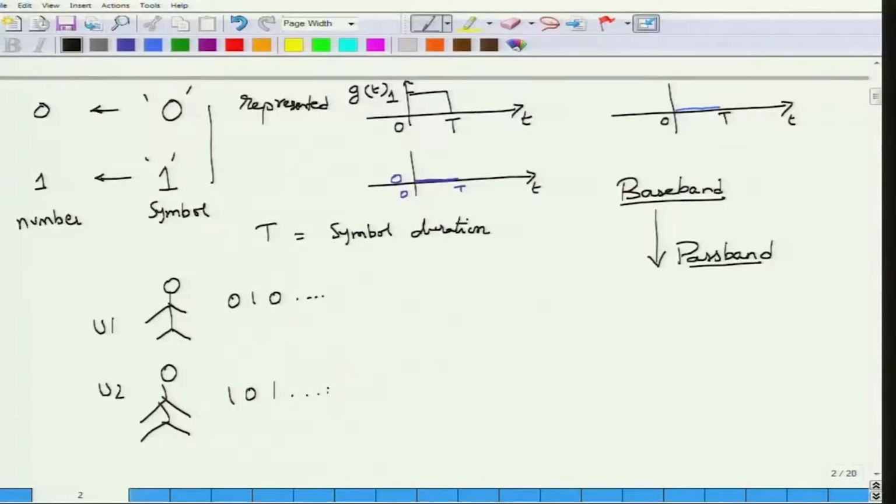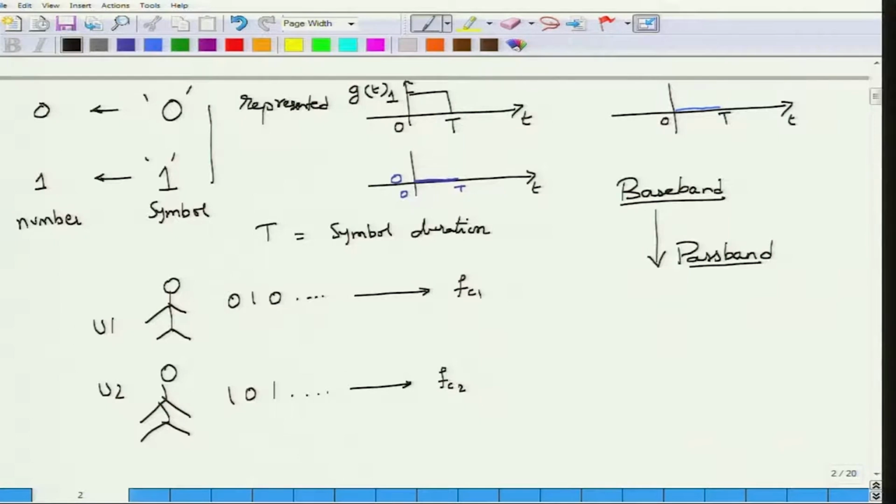Rather than allowing such a possibility, what you do is you assign a certain frequency to this person, and you assign another frequency to this person. So, to the person who is transmitting U1, you assign a frequency of FC1, and to the person U2 you assign a frequency of FC2. That way you are allowing more than one user. Of course, you can continue this provided that FC1, FC2 and all the other frequencies are sufficiently far apart.